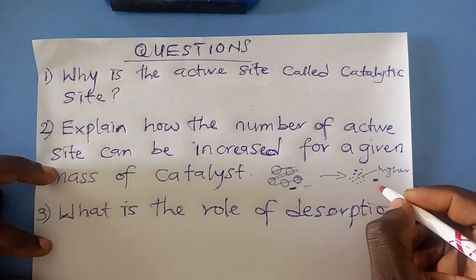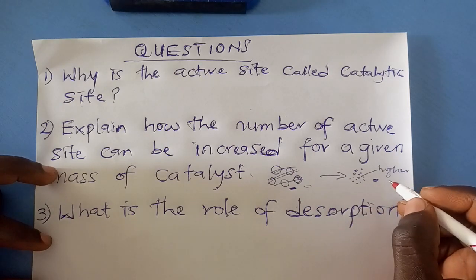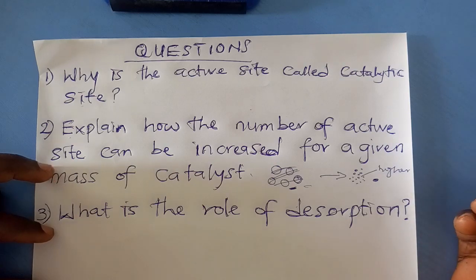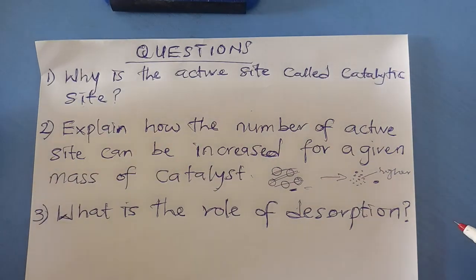So when you make the catalyst powdery, you are increasing the surface area of the catalyst. I think that answers question number two, that the number of active sites of a catalyst can be increased by simply increasing the surface area of the catalyst. Then number three, what is the role of desorption in the process of catalysis? If you go back to my fifth video on catalysis 5, you will see that desorption is actually the last process in the mechanism of heterogeneous catalysis, and that explains the release of the product.